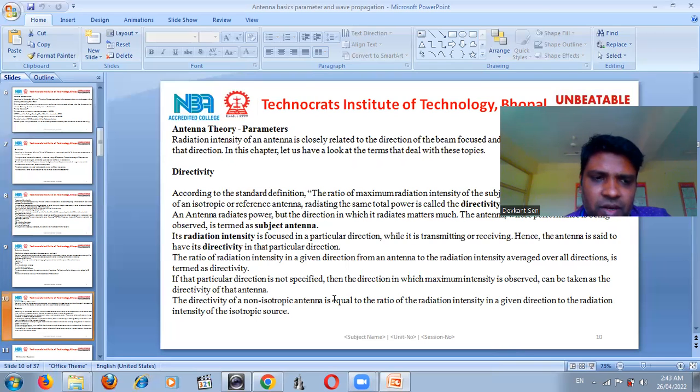The directivity of a non-isotropic antenna is equal to the ratio of radiation intensity in a given direction to the radiation intensity of the isotropic source.